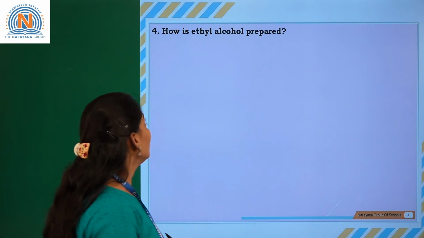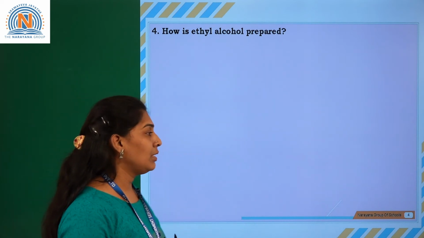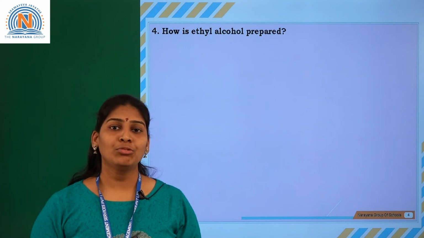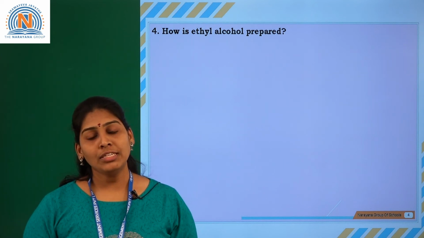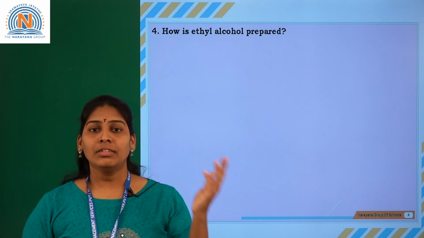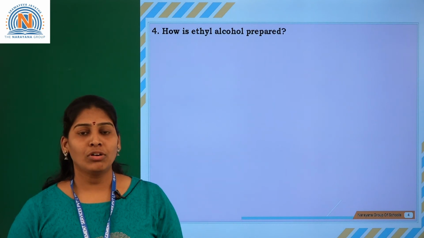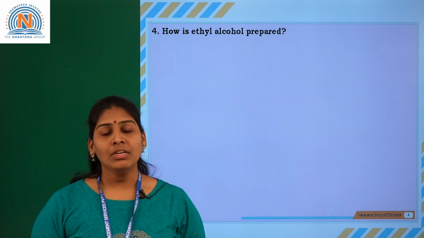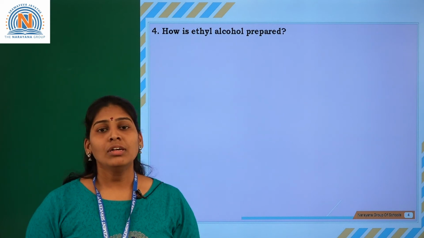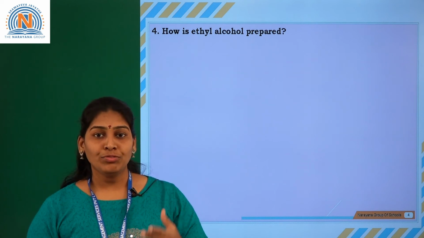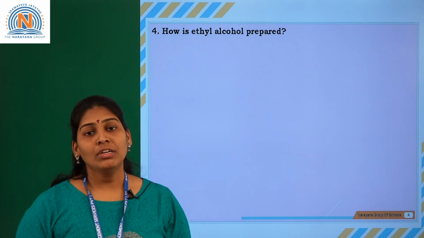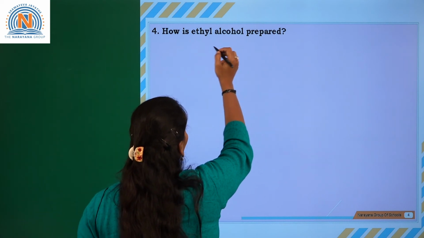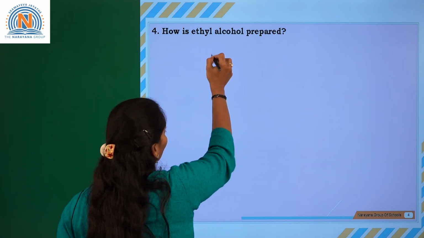The next question: how is ethyl alcohol prepared? In the sugar industry, molasses is used as a source for the growth of yeast, and the yeast converts the glucose source into alcohol. This alcohol is separated by fractional distillation. Let us write the answer, how this alcohol is prepared.